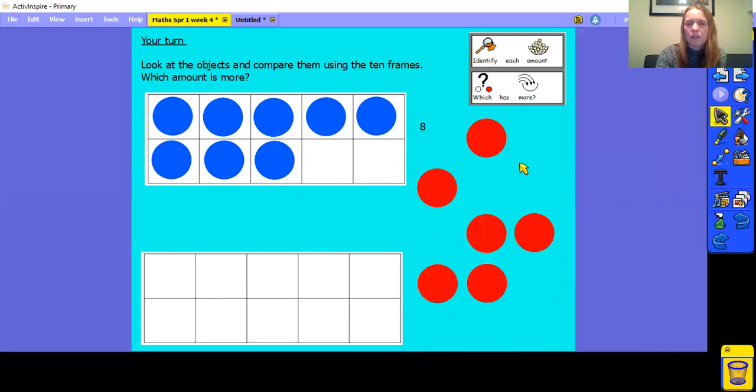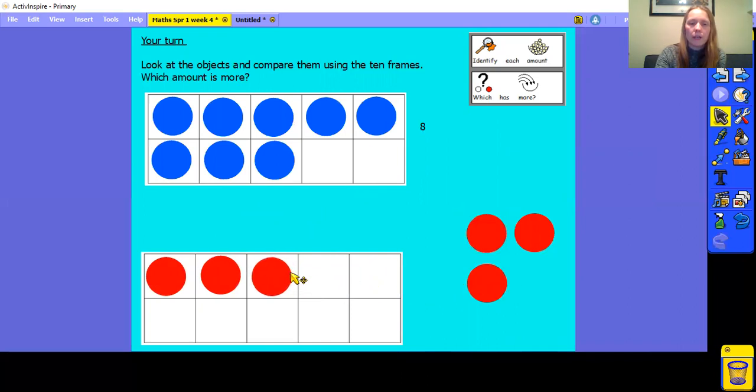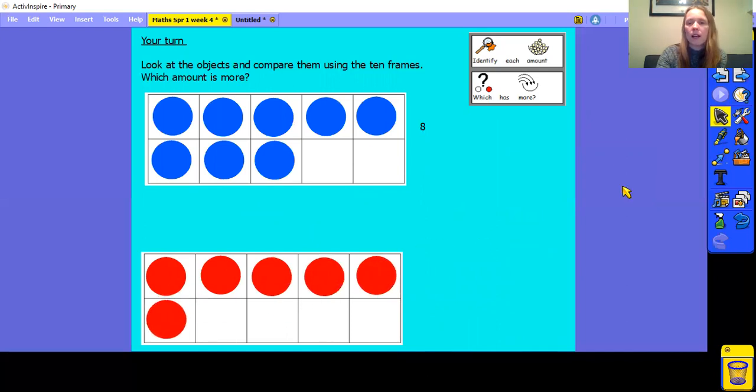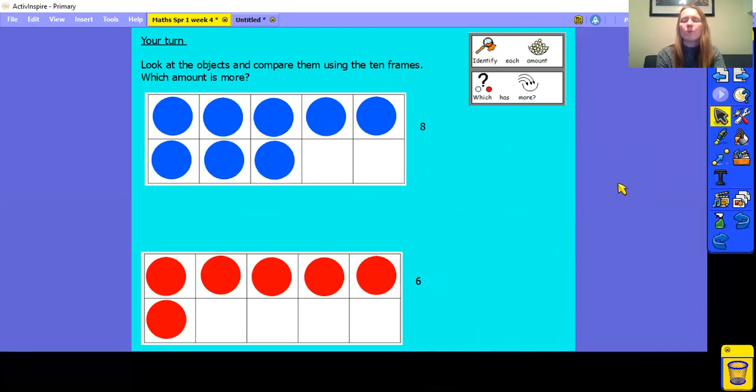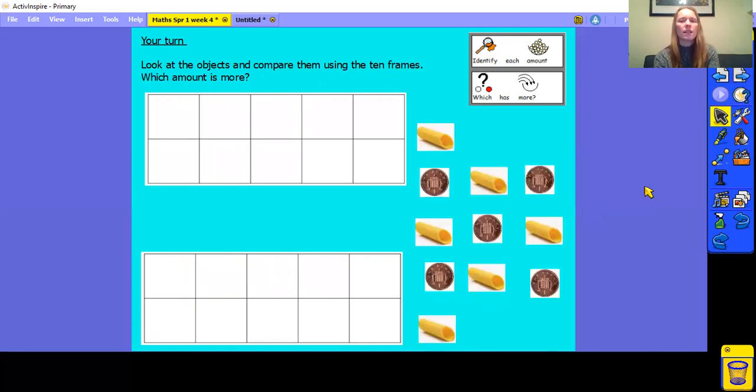How many red counters? Let's put them on the bottom 10 frame to work it out. 1, 2, 3, 4, 5, 6. Let's write 6 to help us to remember. Okay, now which amount is more? Is it the blue counters or is it the red counters? Yes, there are more blue counters because 8 is more than 6. Can you say that? Well done.